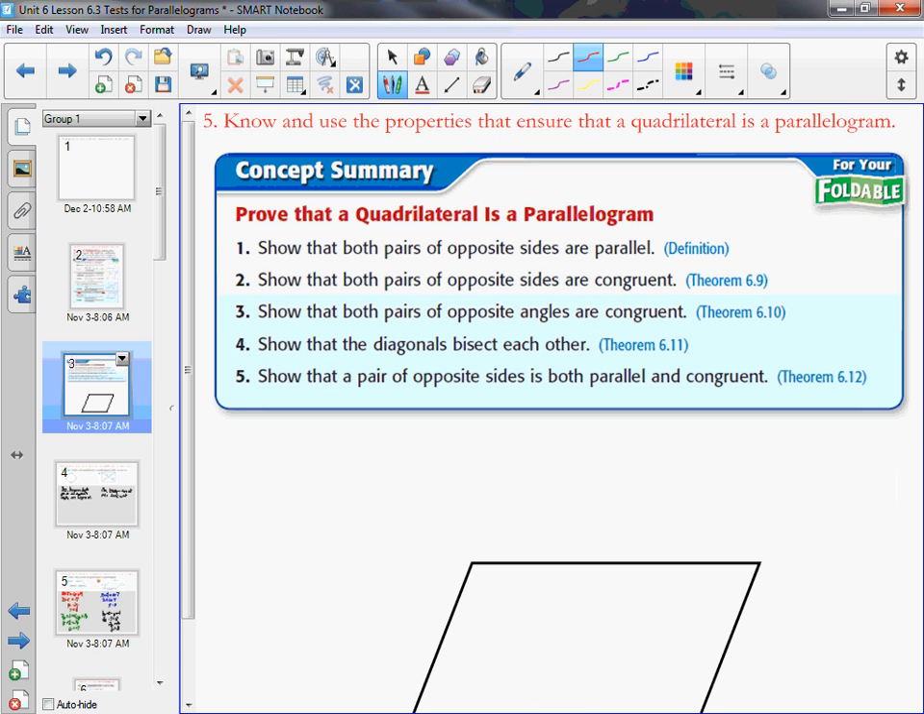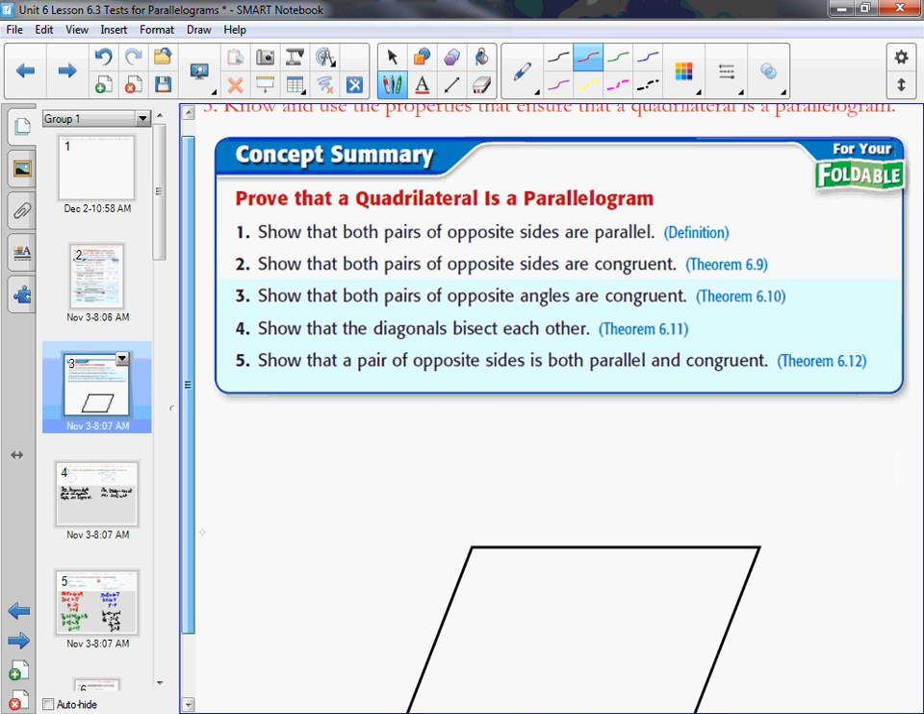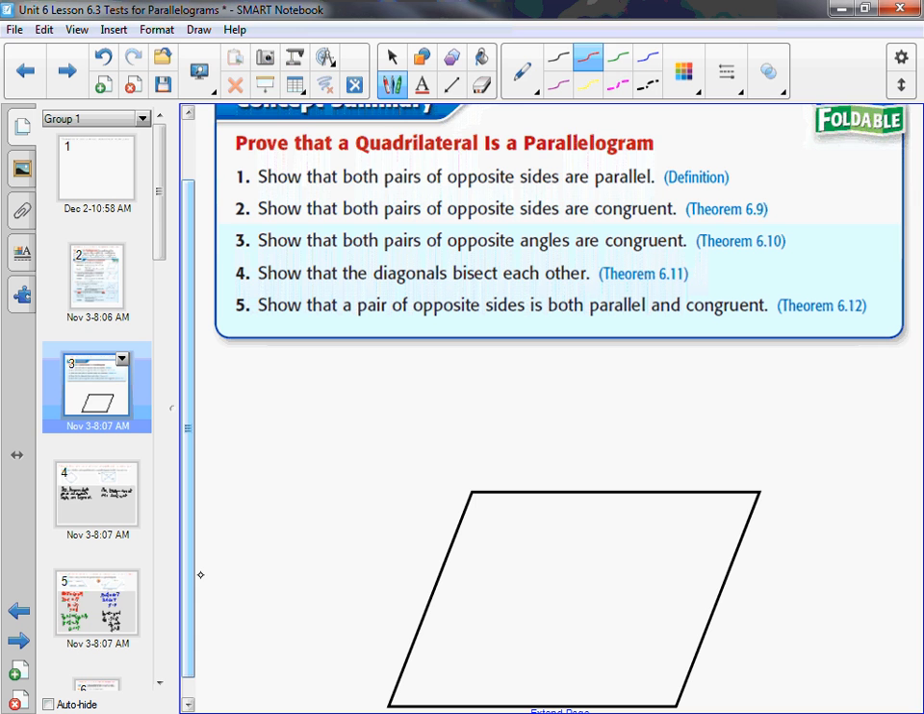At the bottom of page 411, they sum it up for us. All right? And I'm not going to read through them again because hopefully I've just repeated these several times to try to get them in your head a little bit. Okay? But at the bottom of page 411.